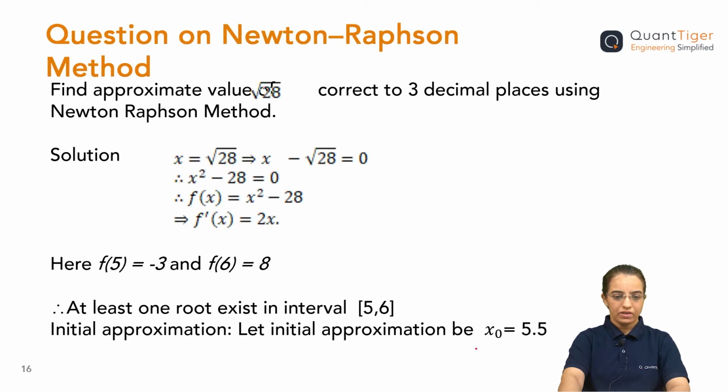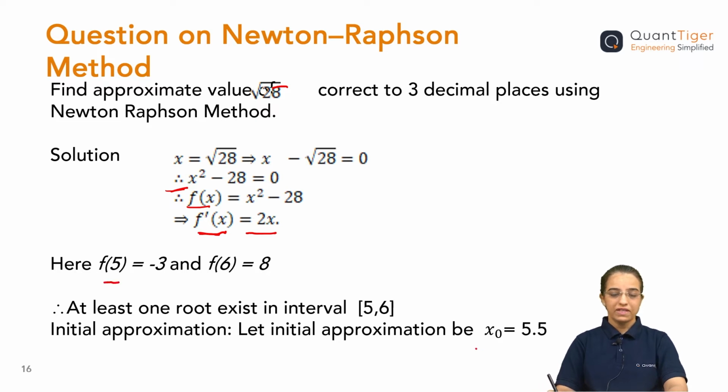So to get the value, here is one question which I have taken, based on the Newton-Raphson method. Find the approximate value of root 28 up to 3 decimal places. So x is root 28. I just rearranged it so that I get f of x in terms of x. After rearranging, I get the equation x square minus 28 equal to 0. So this is our f of x. Now, since in the formula we need f dash of x also, I simply differentiated that with respect to x to get f dash of x. Now my f dash of x is 2x.